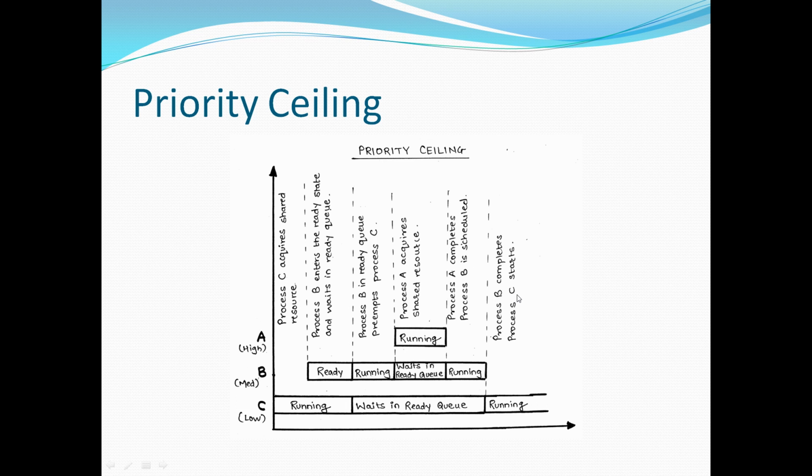Meaning as per the priority, as A has the highest priority, it will execute first, then B and C. These things happen here. That means there is no priority inversion problem, and this problem can be avoided by using priority ceiling protocol.